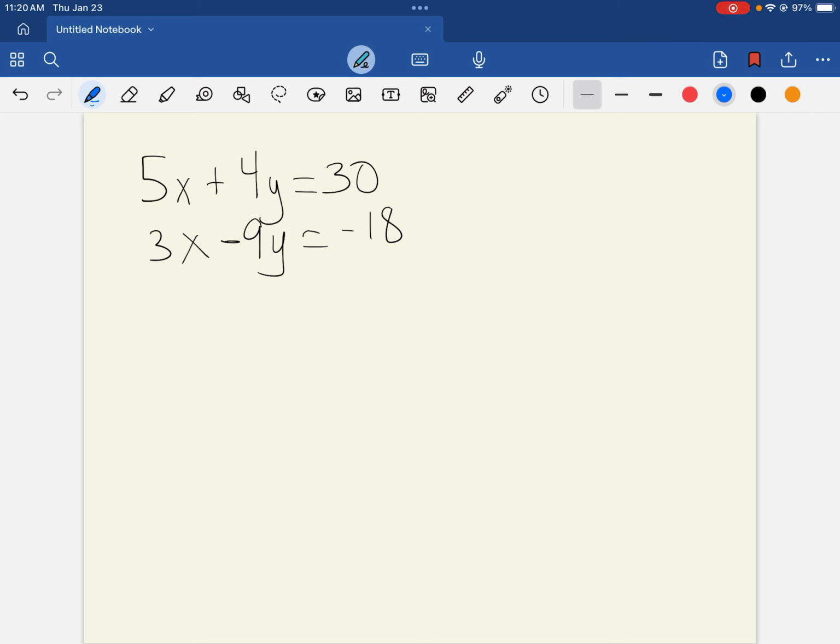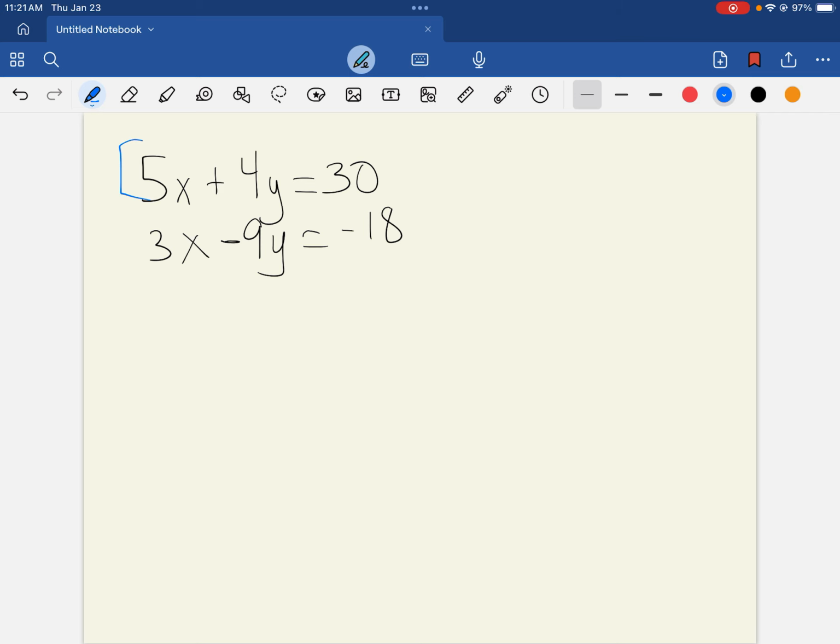So as I'm looking at this, I have 3 and 5 for my x's, and I have 4 and 9, or negative 9, for my y's. Just out of ease, I'm going to eliminate the x's. Again, it doesn't matter which one I choose. So what I need to do is turn both of those x's in both equations into the same value, but with opposite signs.